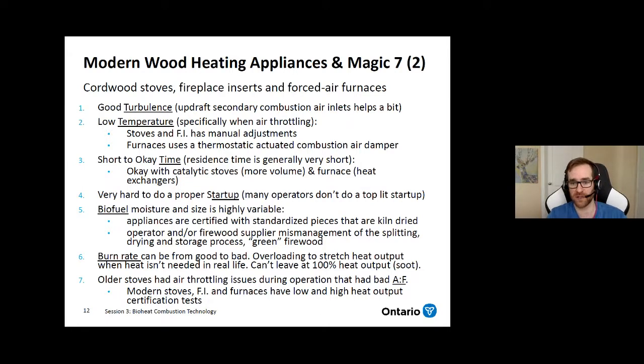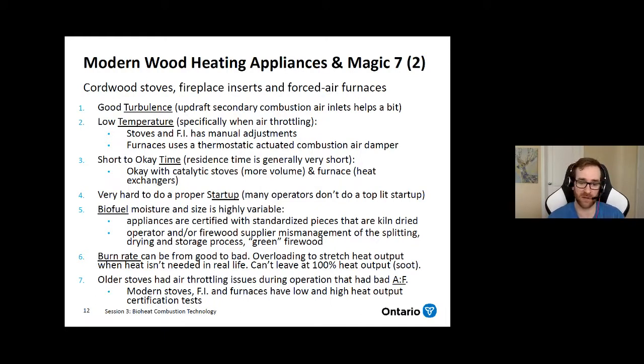So you want to stretch the heat output, and that design or request from the customers puts an issue in terms of the temperature, because at a certain point the appliance may not be able to control a proper temperature inside the combustion chamber, and that is because of the air throttling issues.